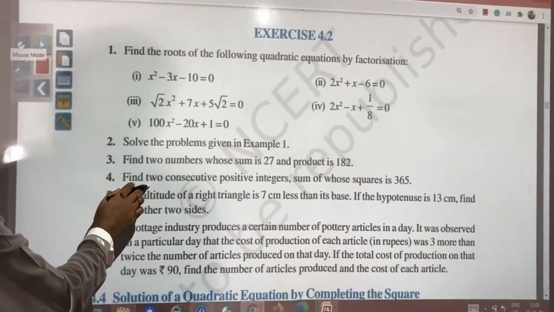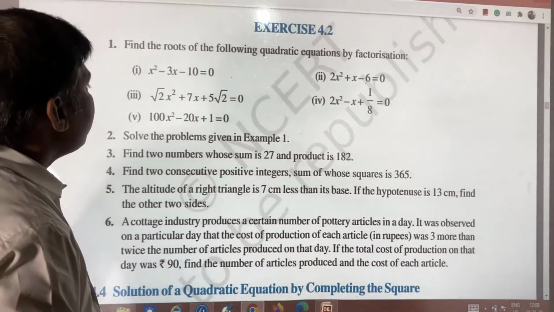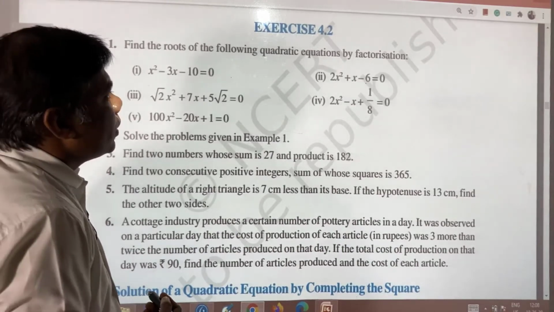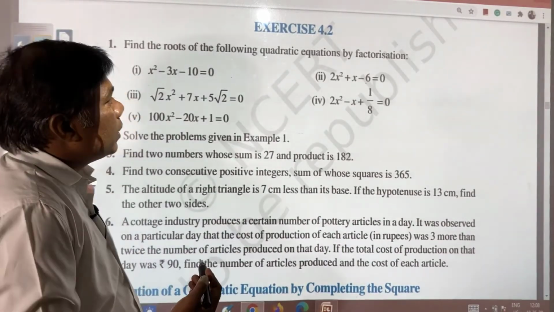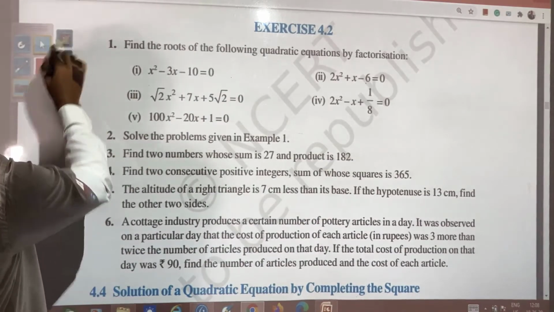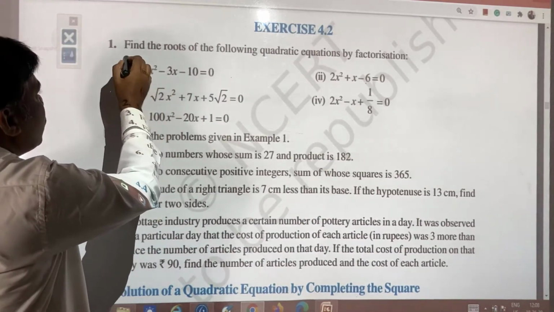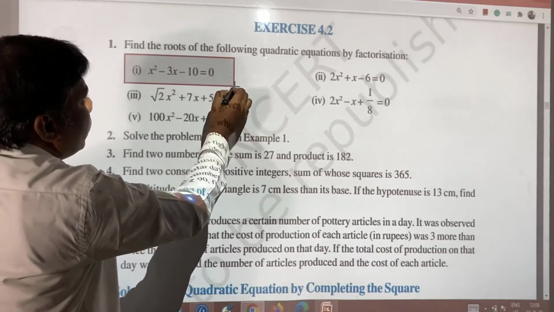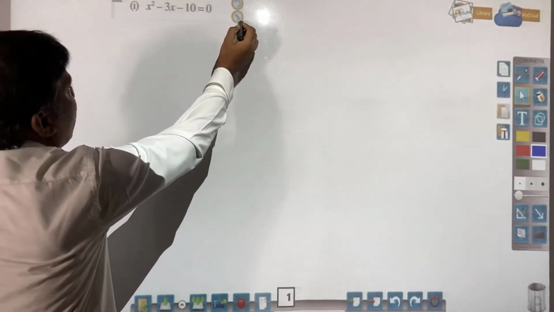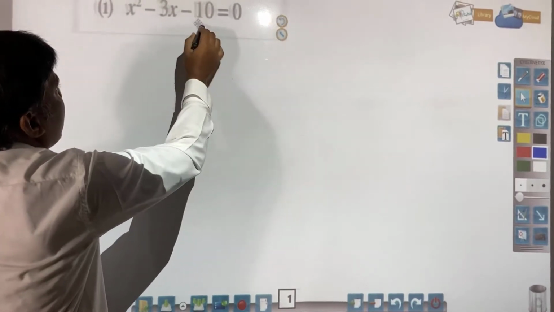Now here you have exercise 4.2. So, first question you see: find the roots of the following quadratic equation by factorization. In a very simple way, you have already done this in the previous class, so I hope you will be able to do it. Easy questions are there. Few questions you see, easy questions, you might have already done.